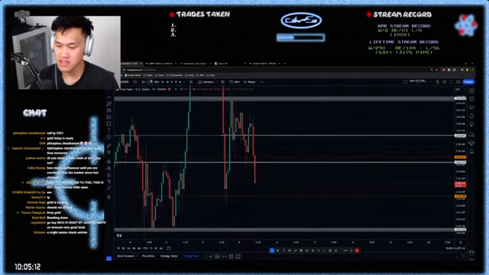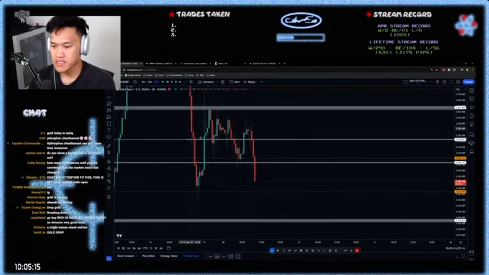Gold's moving. Oh, yes, it is. Yes, it is. Let's see what happens here. Can it tap 20?